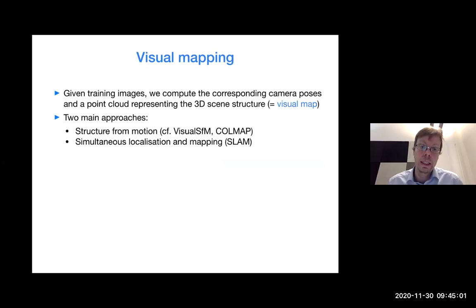So we need to take some training images from the environment. For example, we capture a video sequence from the environment and we compute the corresponding camera poses and a 3D point cloud that represents the 3D scene structure. And this kind of 3D point cloud is then our visual map. There are two main approaches for computing these visual maps. Structure from motion can do this from unordered image collections, and simultaneous localization and mapping techniques utilize the fact that there is a sequence of images coming from a moving camera.